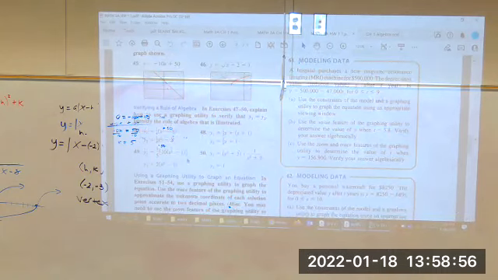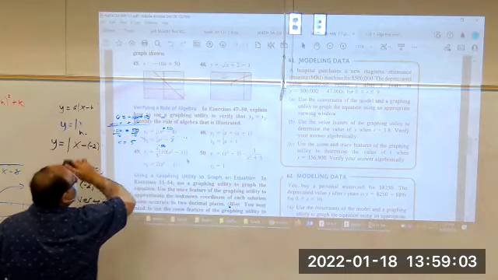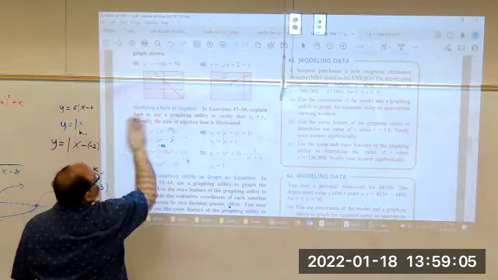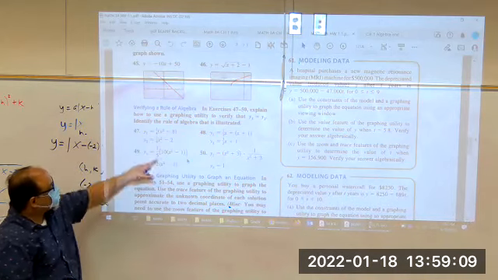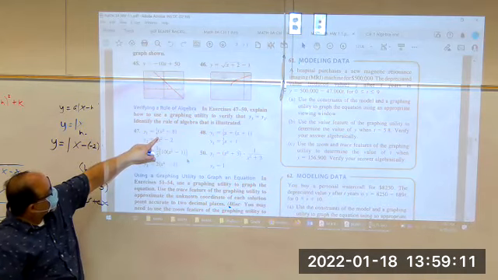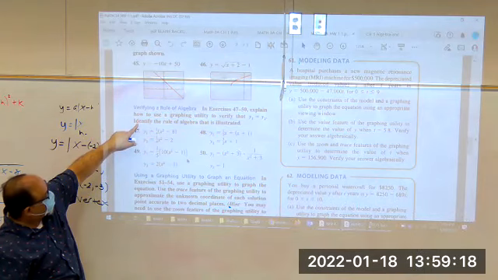Now, 47, you don't have to actually solve it. It says, explain how you would use it. Well, if you're trying to solve, how would you use a graphing utility to verify that y sub 1 is equal to y sub 2? Identify the rule of algebra.